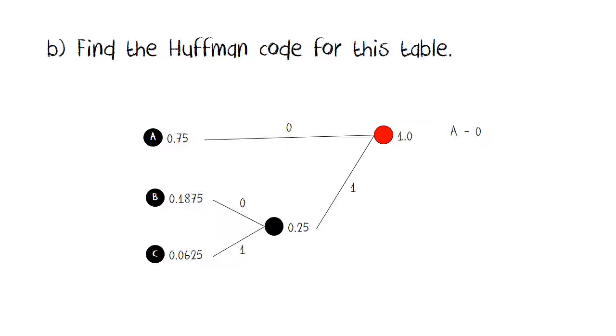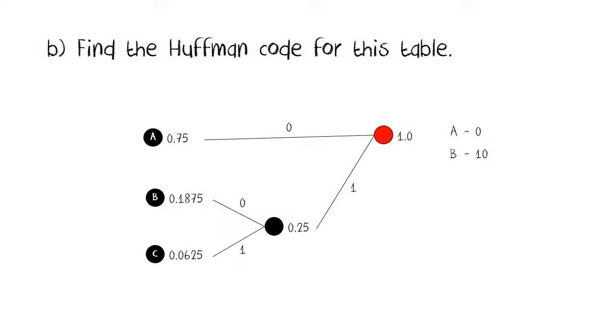Next, we'll find the Huffman code for B. Starting again from the red node, we will try to find a path towards B. In this case, we first follow the branch that says 1, and then the branch that says 0, in order to reach B. So the code for B is then 1, 0.